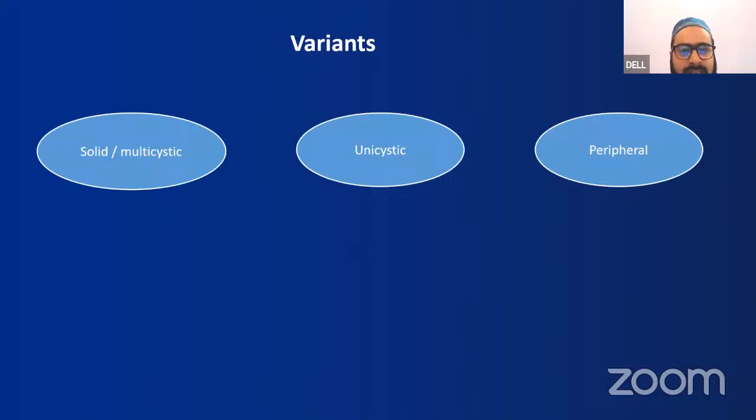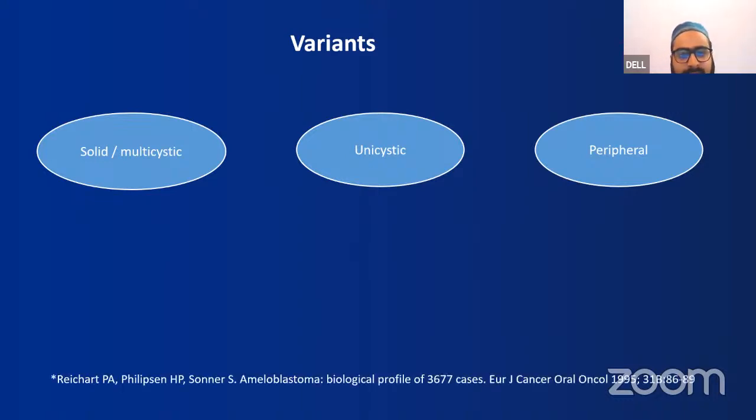Now, if we see the variants, they are divided into the solid multicystic variant, which is the most common, the unicystic variant, unicystic ameloblastoma, and the peripheral variant, which is the least common. In the study done by Reichert and Philipson et al., which was a very large study, they found that in 92% of cases it's solid ameloblastoma, in 6% there's a unicystic lesion, and in 2% it's peripheral.